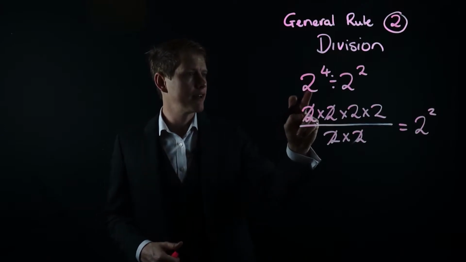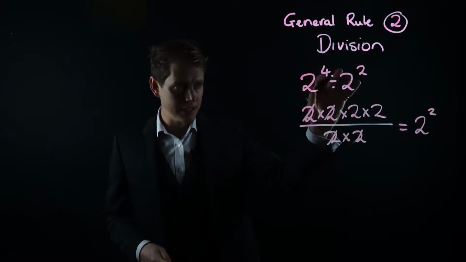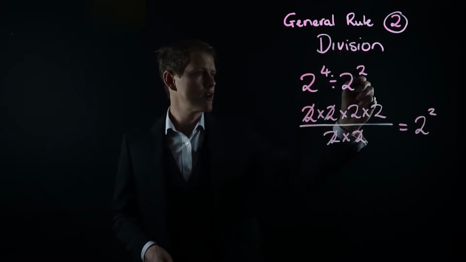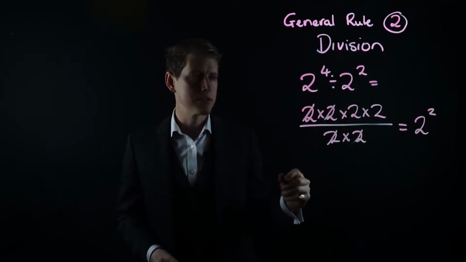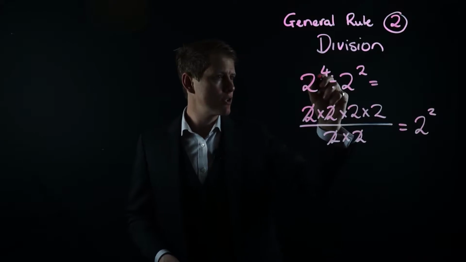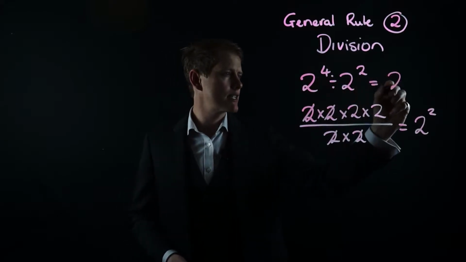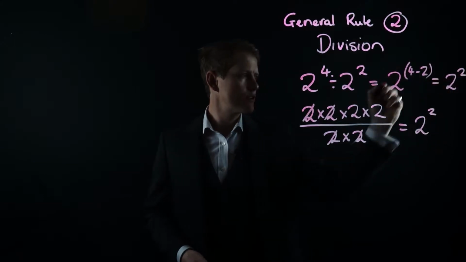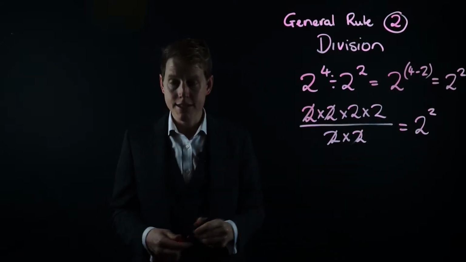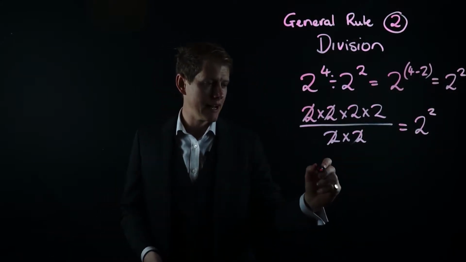When we're dividing numbers that have the same base, different indices, we can do it by subtracting the index numbers from each other. So 2 to the power of 4 divided by 2 squared is the same as 2 to the power of 4 minus 2, which can be simplified to 2 squared. This also, again, works if we're using algebra.